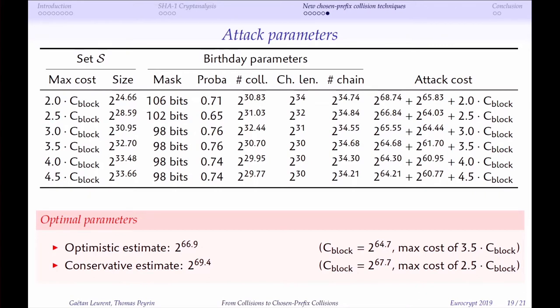You can either use a smaller set of differences with a small cost, and this means your birthday will be more expensive because you have fewer values to target, but then the second phase will be cheaper because you only keep the easiest value. Or you use a bigger set, and then the birthday is cheaper. And depending on your assumption on the cost of one block, you have to select different trade-offs. And then the complexity, if you're optimistic, we estimate it will be 2 to the 66.9, and with a more conservative estimate, we get 69.4.